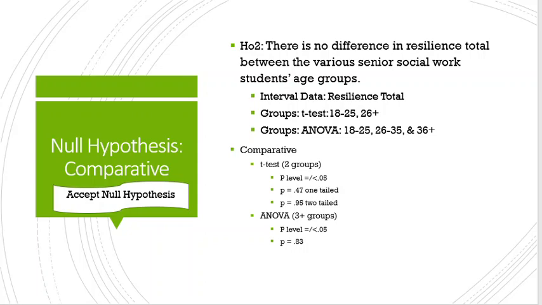And because the value was above our 0.05, we would accept the null hypothesis that there is no difference between the various groups. Had the p-value been 0.02 or anything like that, then we would have to reject the null and accept our hypothesis that there was a difference between groups.